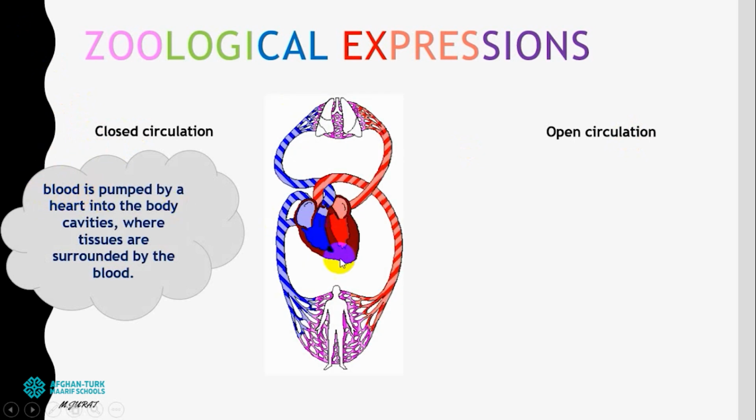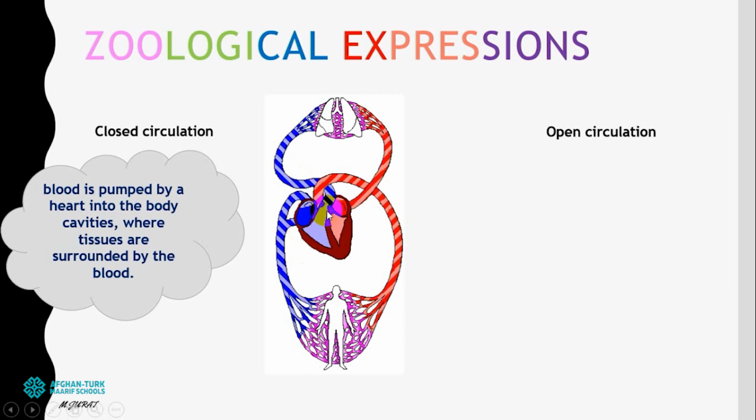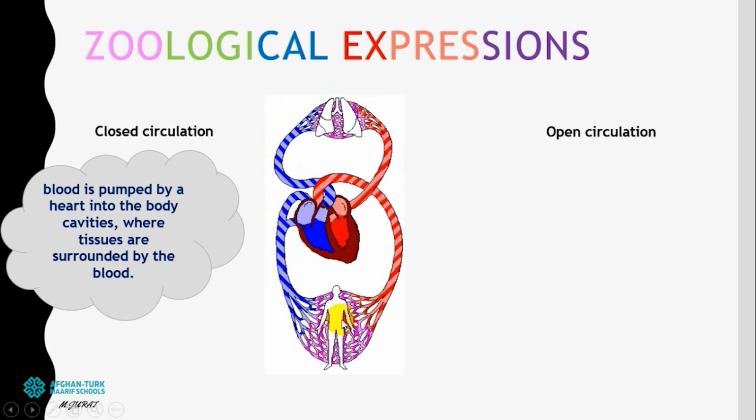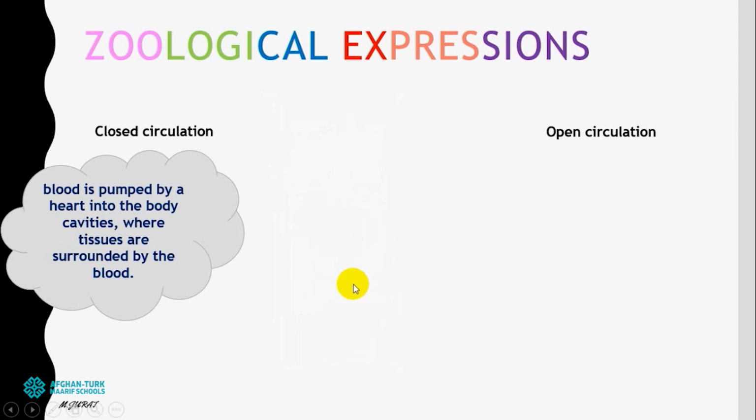If it's closed, the heart is pumping blood to veins or blood vessels. That blood is not coming out from those veins. For example, the heart is pumping blood to the lungs, the lungs send it back to the heart, and the heart again pumps that blood all over the body. As we have veins or blood vessels all over the body, this blood is not coming out from those vessels. It's circulating inside our veins, so it's closed.